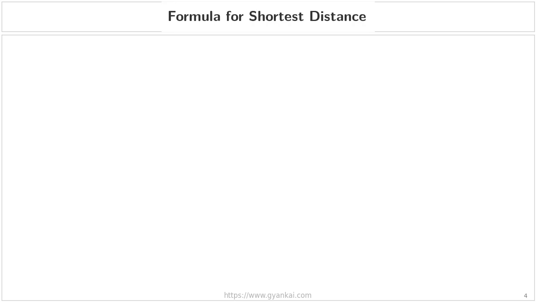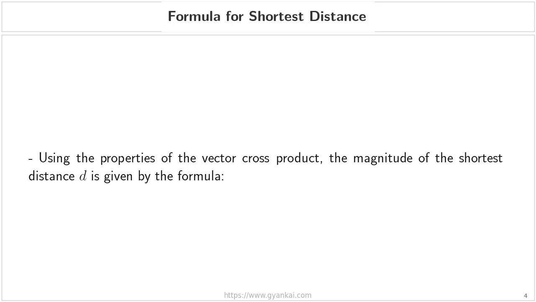Formula for shortest distance. Now that we understand the geometric concept of dropping a perpendicular from one line to another, let's translate that idea into a concrete mathematical formula. By utilizing the properties of the vector cross product, we can derive a precise way to calculate this shortest distance.